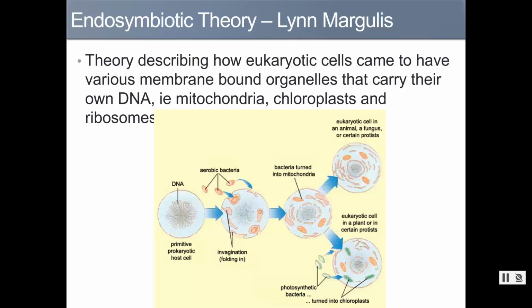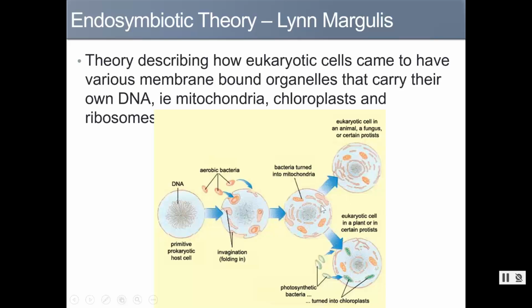This explains why mitochondria have their own DNA, why mitochondria have their own ribosomes. And this is why mitochondria are the powerhouse of the cell. It's where all the ATP production occurs. So that explains that very nicely.